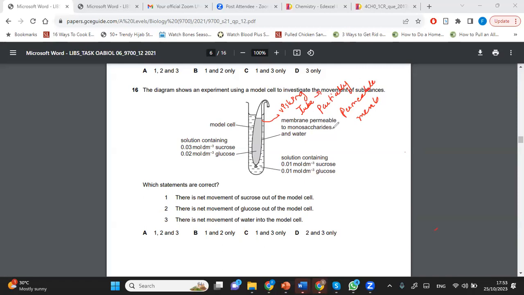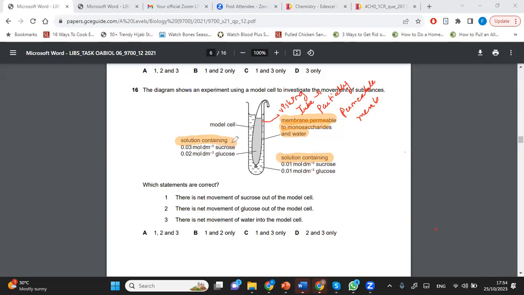Now, they're saying this membrane is permeable to monosaccharides. Monosaccharides are glucose, fructose, galactose. It's permeable to monosaccharides and it is permeable to water. So that's what we notice, that this is permeable to monosaccharides and water. Then on the outside, I have a solution that has 0.01 mol dm^-3 sucrose and 0.01 mol dm^-3 glucose.